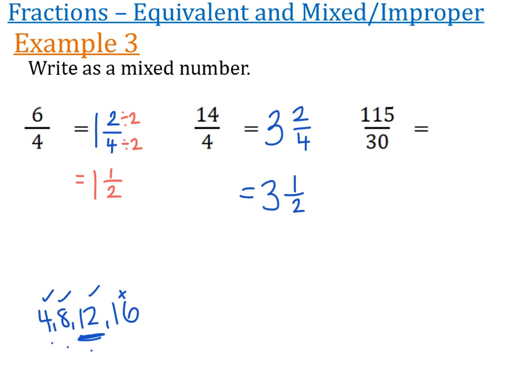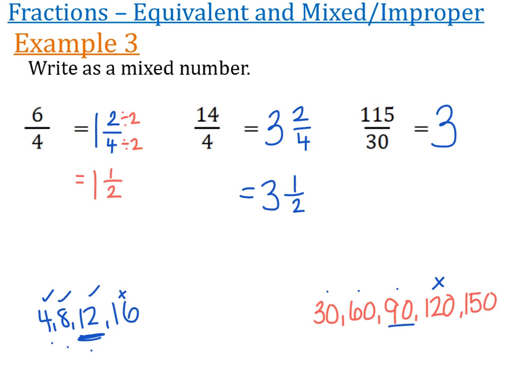All right, last question. Really big numbers here. I'm going to write my 30 times table just to help me out. 30, 60, 90, 120, 150. All right, that should probably be enough. I need to ask myself, how many times does 30 go into 115? It goes in 1, 2, 3. This one's too big, so it goes in 3 times.